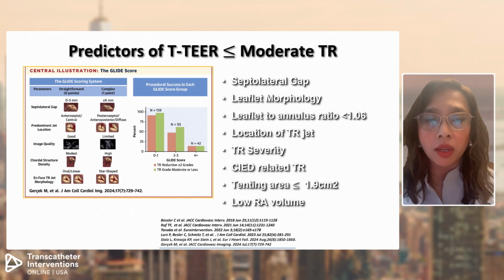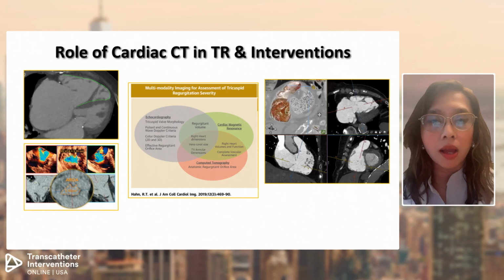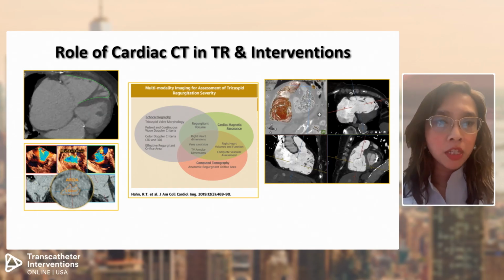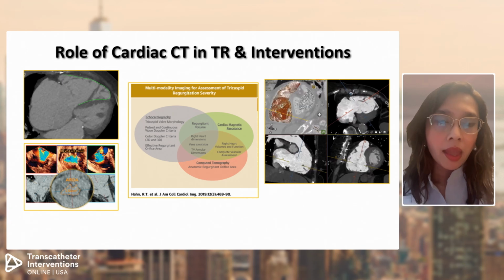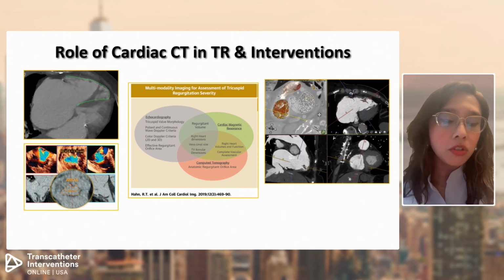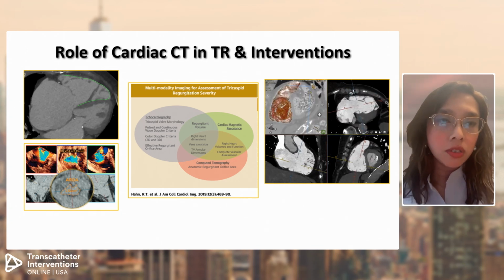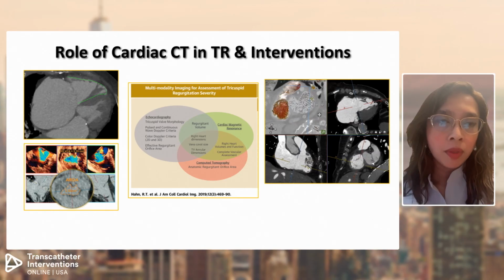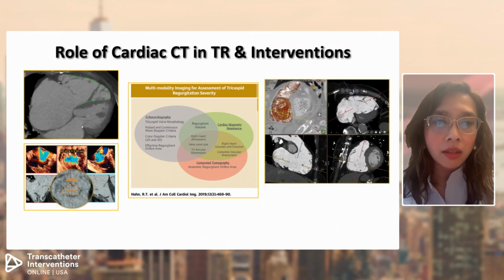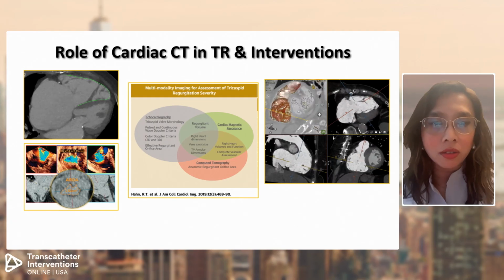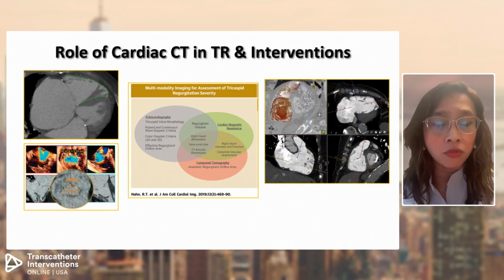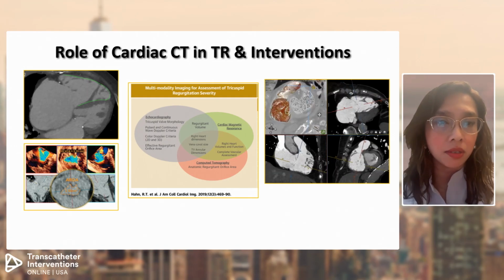And if we think that we cannot reduce the TR down to mild, we are thinking of a replacement technology. And that's where CT really plays a huge role. The utility of CT is not just about the perimeter of the valve, but we look at the RV, we look at the papillary muscle, all these caval structures as well during the analysis of a replacement technology. And it's really key for your planning purposes. Next slide.